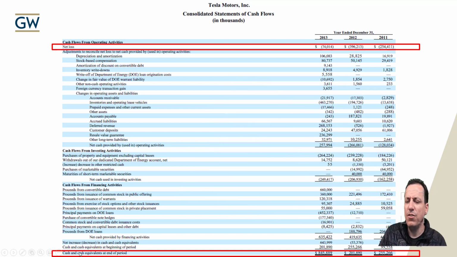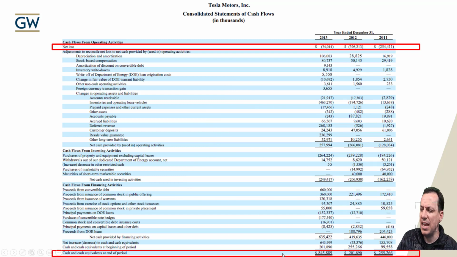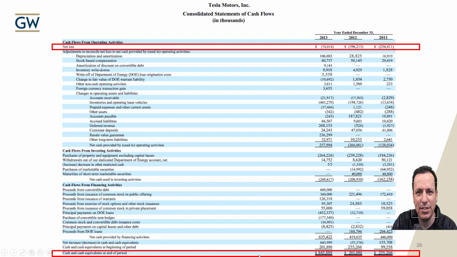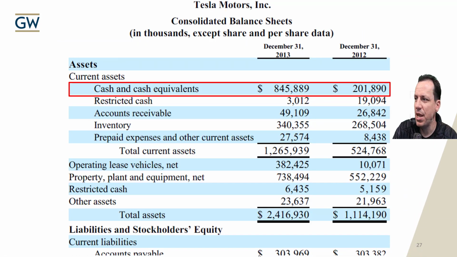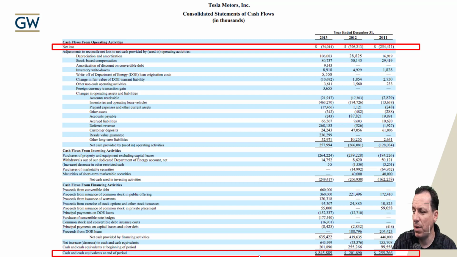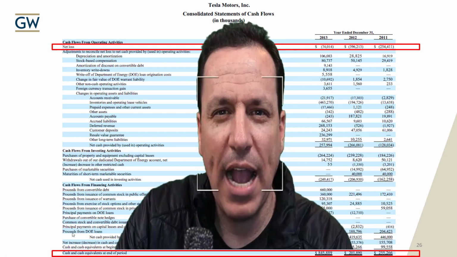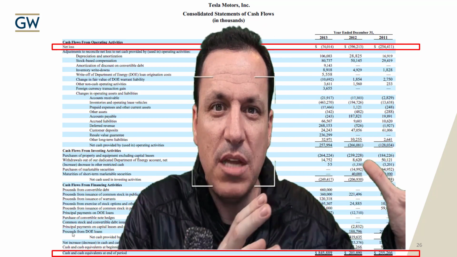That's the overview. And if you look at the bottom, cash and cash equivalents at the end of the period, right here, that amount, that's what ties to the balance sheet. You'll notice here, cash and cash equivalents of 845 million for 2013 and 201 million for 2012. Well, look at the bottom here, 845 million and then 201 million for 2012. So our cash flow statement links our income statement and our balance sheet.